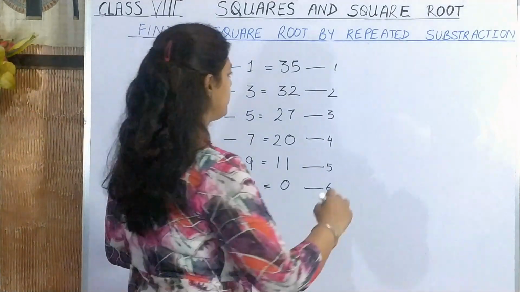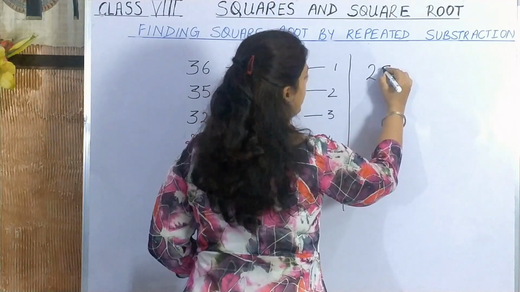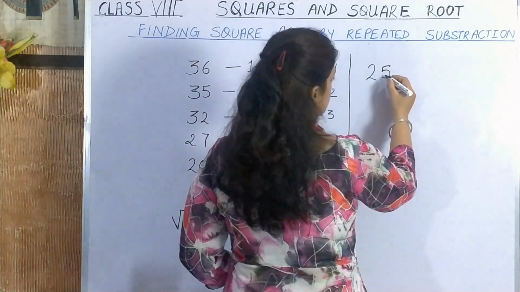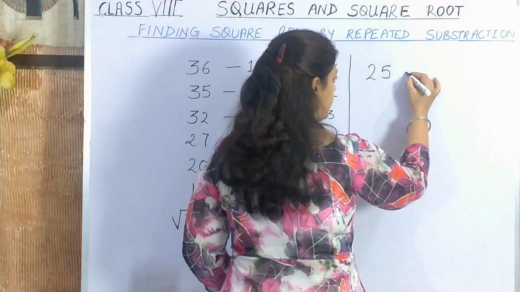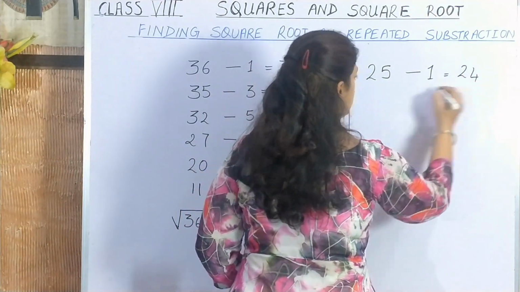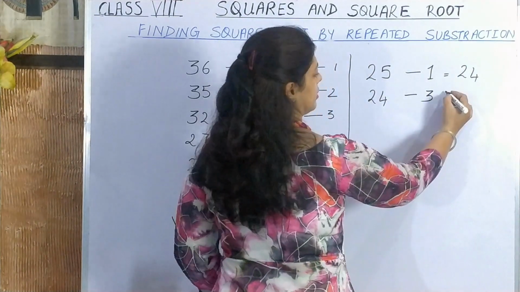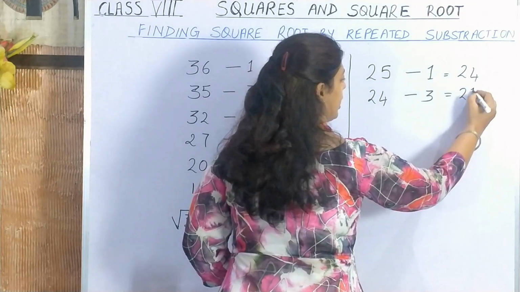I'll take another example. I'll take the number 25. Starting from 25, I'll start subtracting odd numbers. The first odd number is 1. This gives me 24. Then I bring 24 here, minus 3, the next odd number. 24 minus 3 gives me 21.